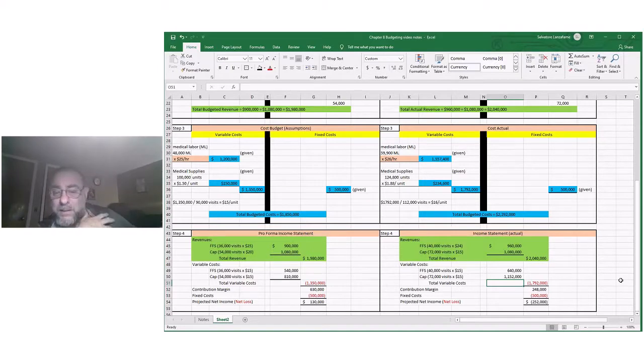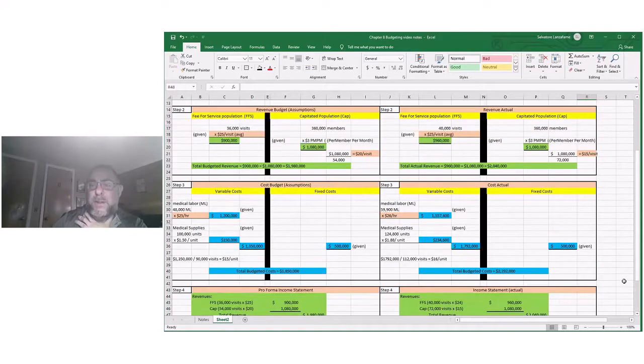So notice we had a positive contribution margin, a lot lower than previously. Fixed costs staying at 500,000, we actually have a net loss of 252. So obviously there's some issues going on around here, right? Some things were projected incorrectly.